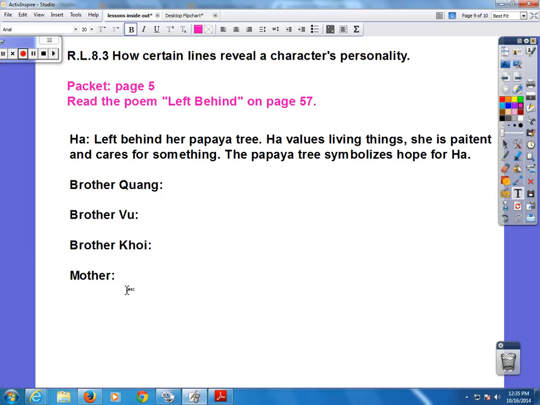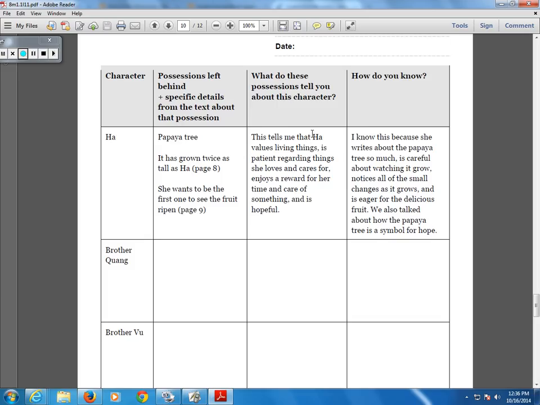So Ha, she left behind her papaya tree. What do these possessions tell you about her? This tells me that Ha values living things, is patient, and is hopeful. How do you know? I know this because she writes about the papaya tree so much. She is careful about watching it grow. She says she's ready to give the fruit to her mom. So we said the papaya tree is kind of a symbol for hope.